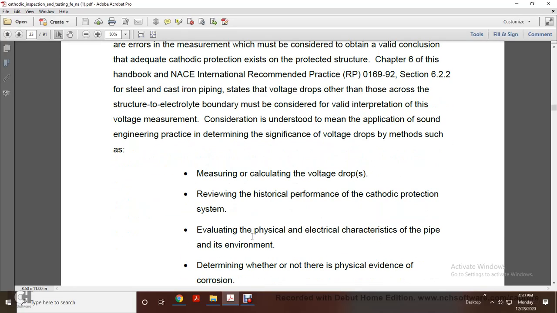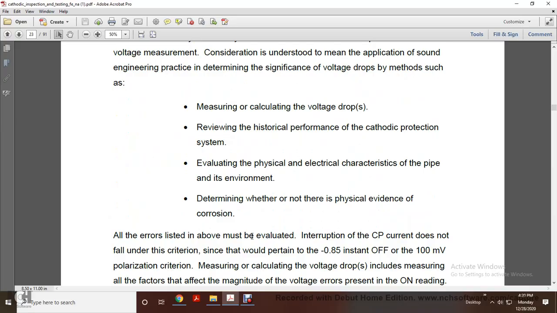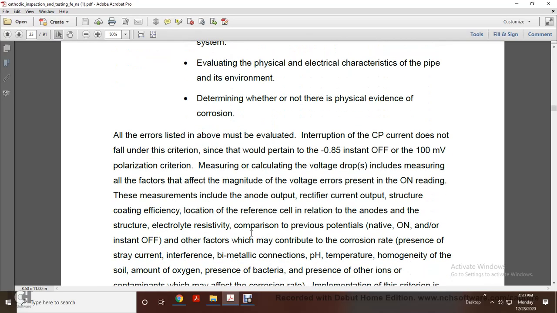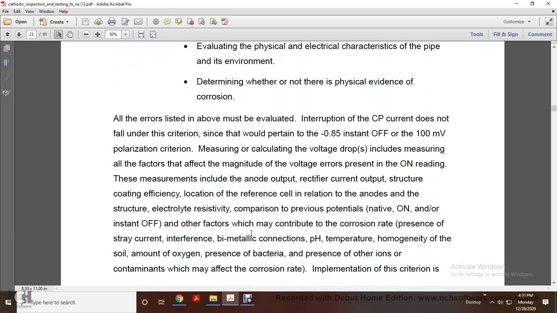Methods such as measuring or calculating the voltage drop, reviewing historical performance of the cathodic protection system, and evaluating the physical and electrical characteristics of the piping and its environment determine whether or not there is physical evidence of corrosion. All the errors in the above evaluated interpretation of the cathodic protection current do not fall under the criteria that pertain to the negative 0.85 instant off or the 100 millivolt polarization criterion.